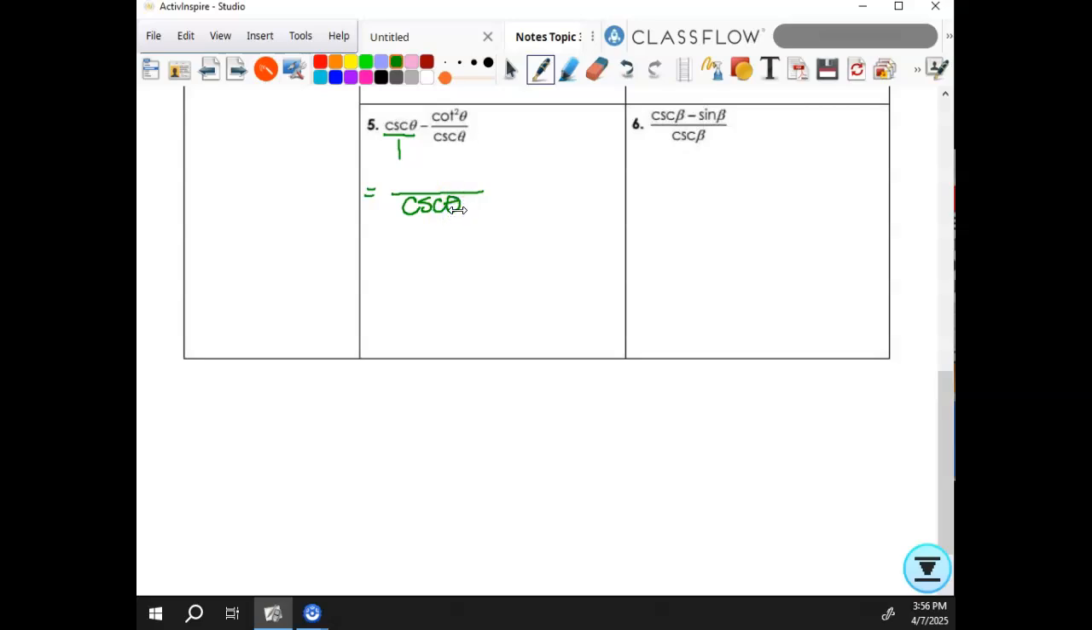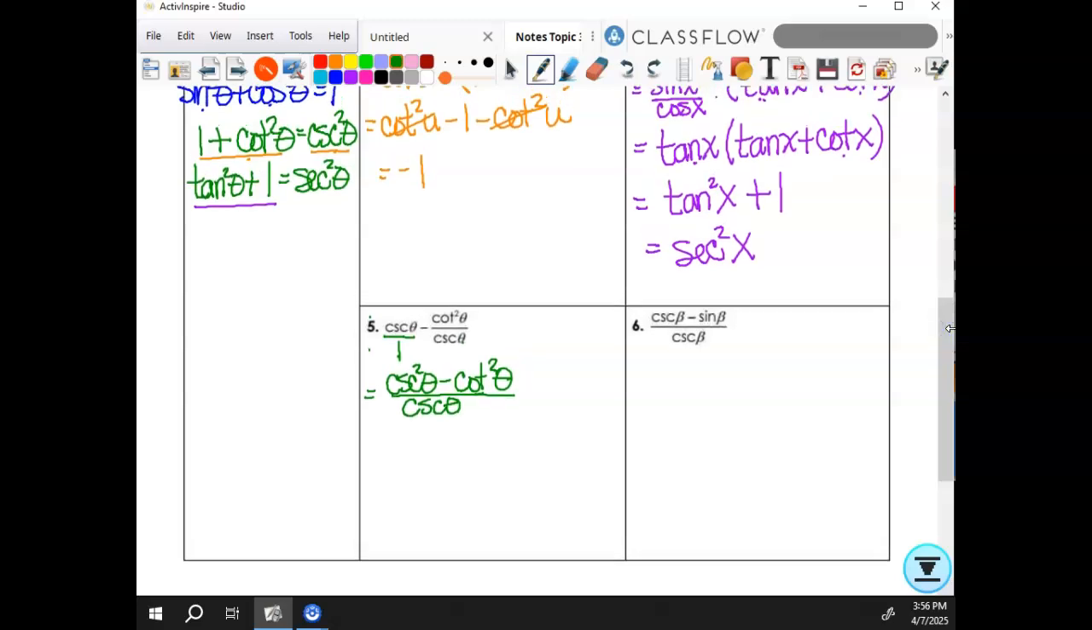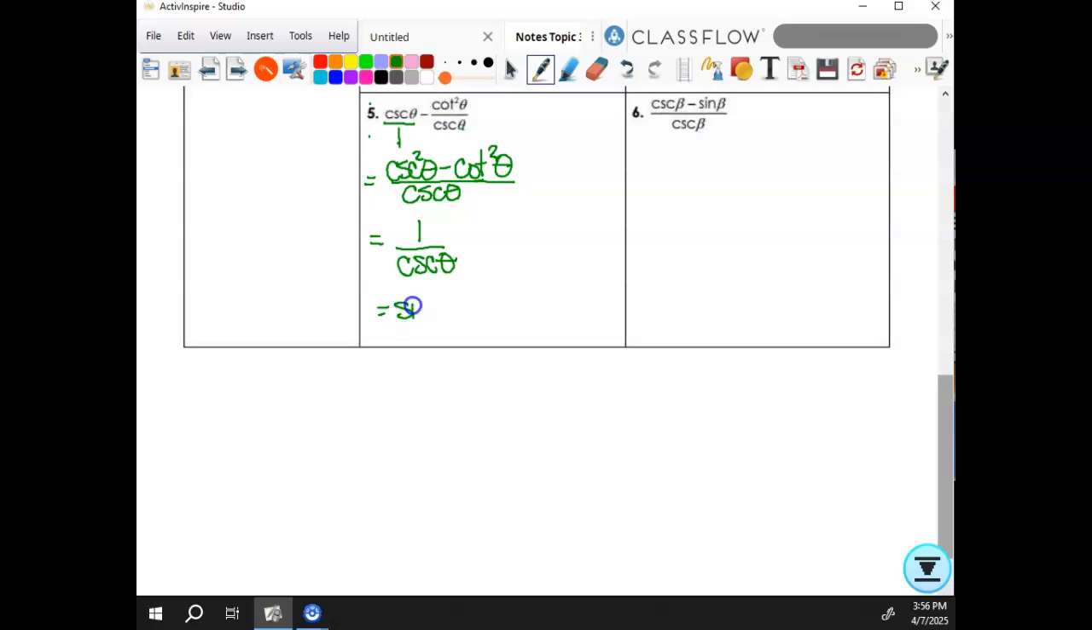In order for that to happen, this one has to be multiplied by cosecant over cosecant. So that will give me cosecant squared theta minus cotangent squared theta. All I did was get a common denominator. Then I've got cosecant squared minus cotangent squared. I look back up here. If I do cosecant squared minus cotangent squared, that means I'd move that over. That'll leave me with 1. So the numerator can become 1 over cosecant theta. And 1 over cosecant is sine. These are like little puzzles. Okay.